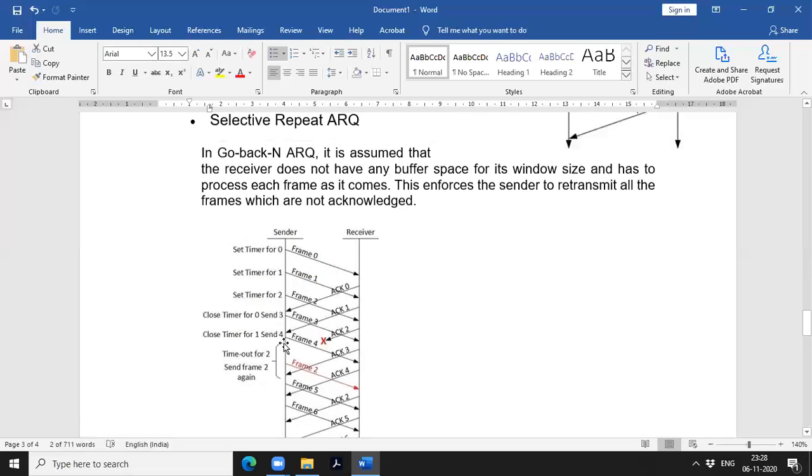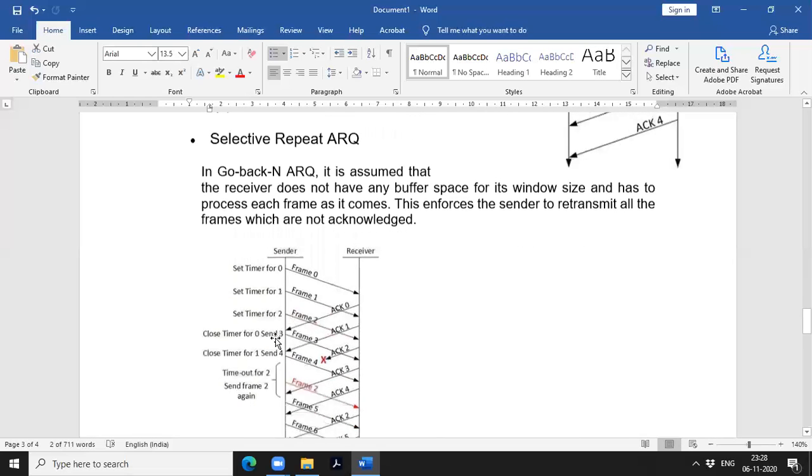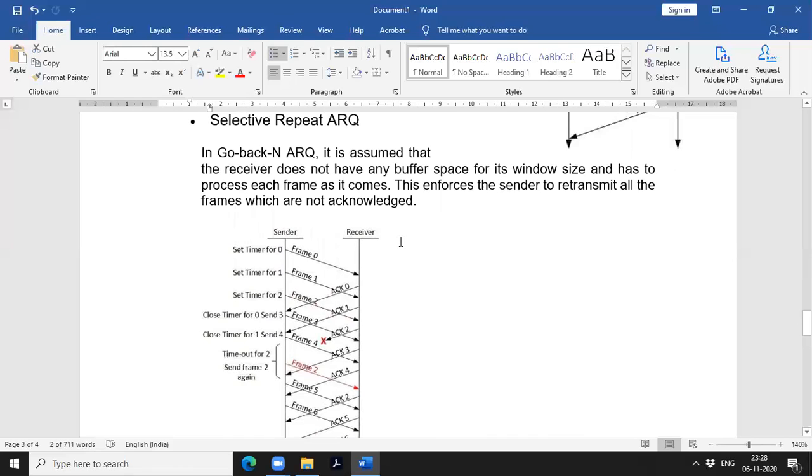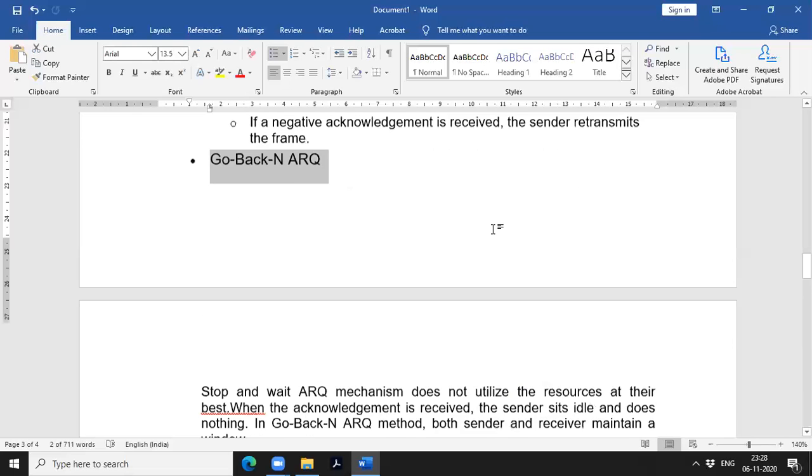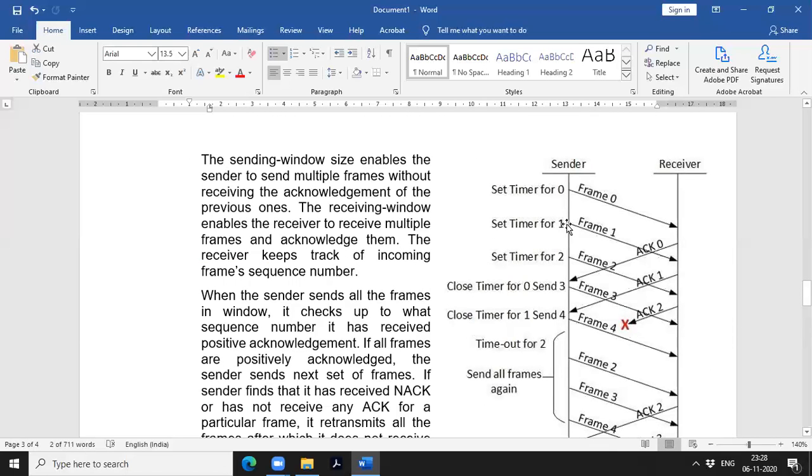I hope you understand, students. Again I'm repeating this concept because it is somewhat complicated to understand. In Go-Back-N ARQ, we are transmitting several frames. That is, first we are transmitting 5 frames, and we are waiting for an acknowledgement. For frame 0 and 1, we receive the acknowledgement here. For frame 2, that is the third frame, we have not received the acknowledgement. The receiver will discard the third frame, fourth frame, and also the second frame.